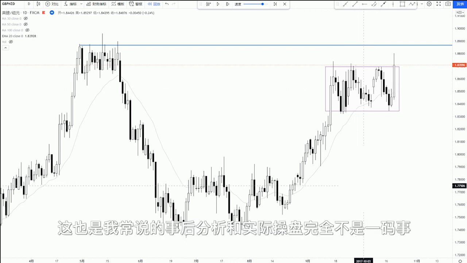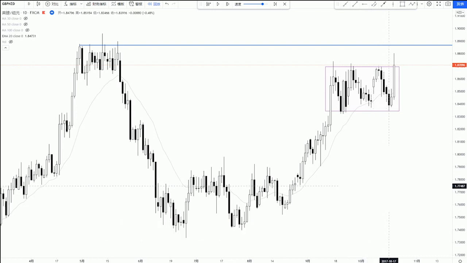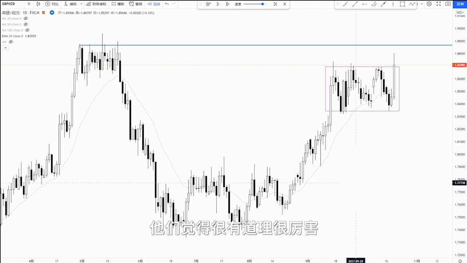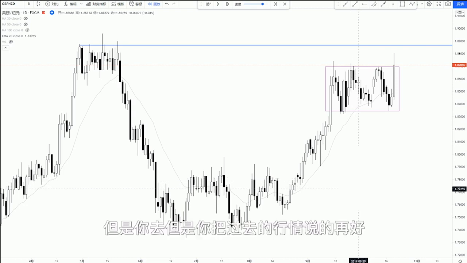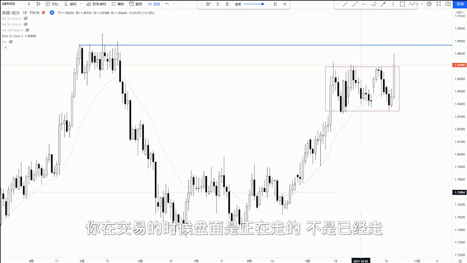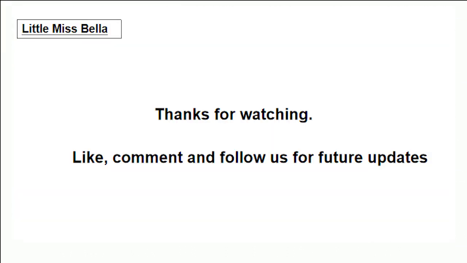And that's what I always say is that postmortem is not the same thing as actual trading, and a lot of analysts talk about it in the postmortem, and a lot of new people like to watch videos of these analysts, and they think it makes sense and it's awesome. But you go and you talk about the past and you can't make money on the actual trading. When you trade, the plate is moving, not finished.